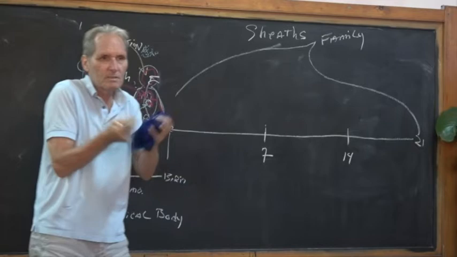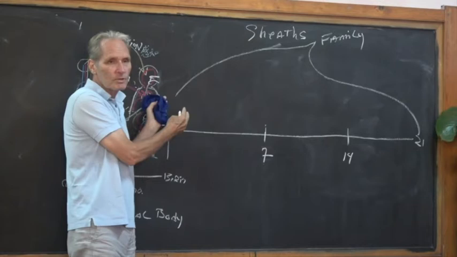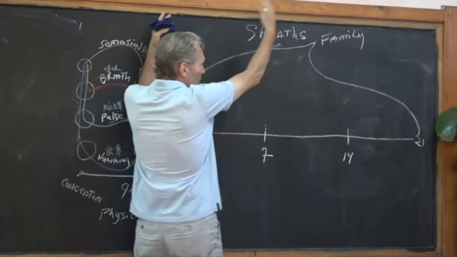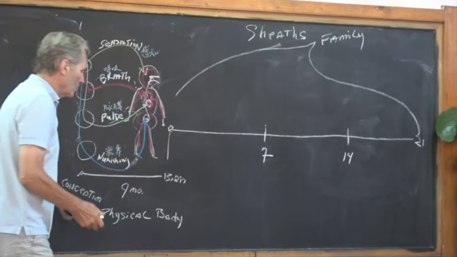So Rudolf Steiner says, and this is still true for the soul spirit of the young child, it's not really in the body. The soul spirit of the child is in the environment, is in the family, is in the beings around the child. So here the physical body is born.